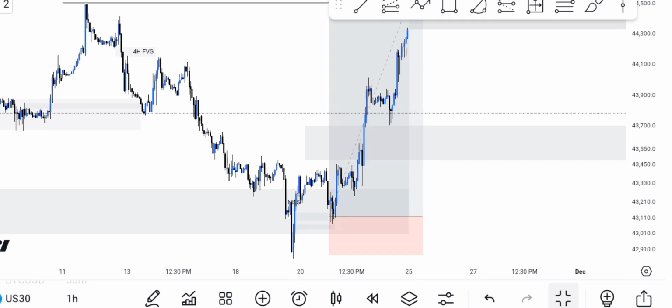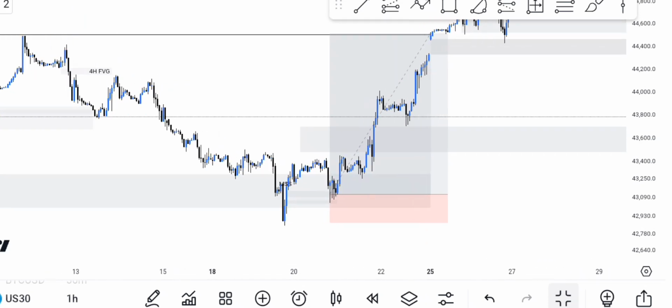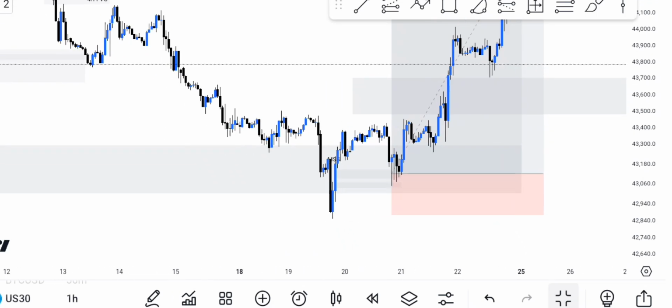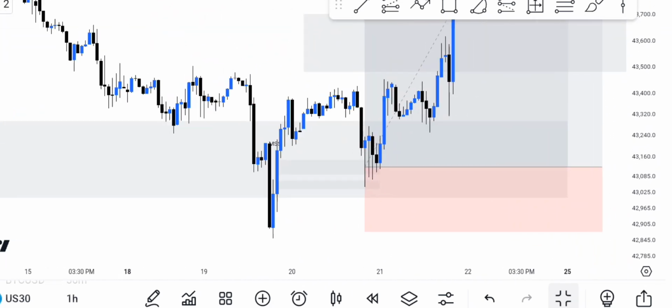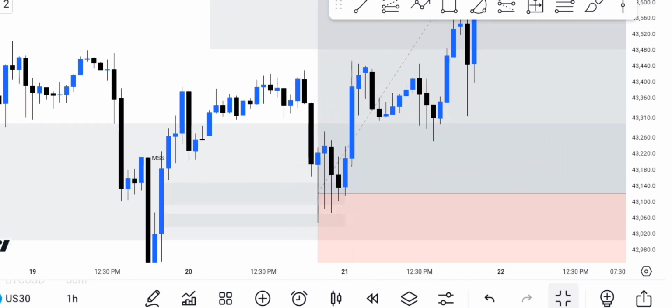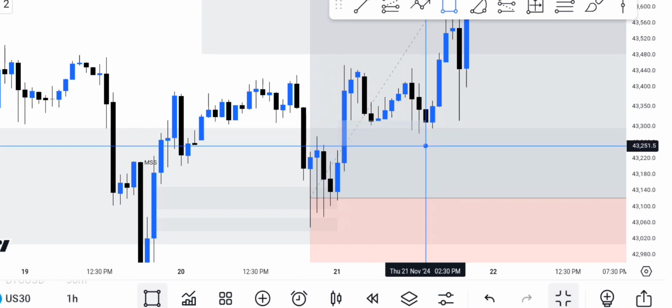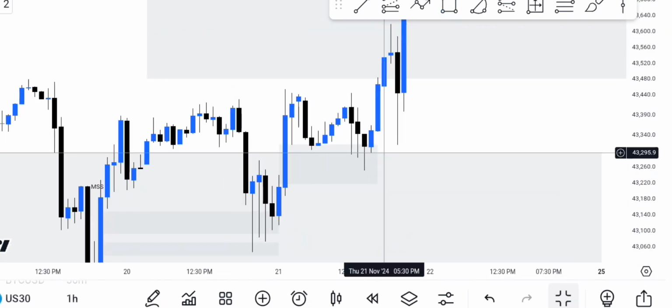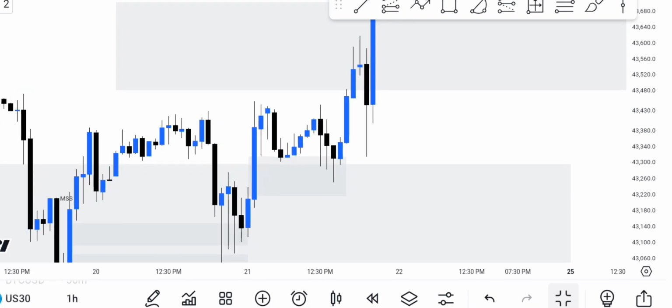Okay, this is how we can trade literally every pair. So if you miss this entry, you can simply take a second entry over this hourly fair value gap. See, price came to this hourly fair value gap, and this is going to be your second entry.